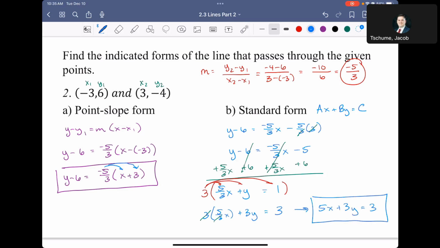And so a little bit more work to do the standard form, but that's the process you have to go through to get from point slope to standard form.